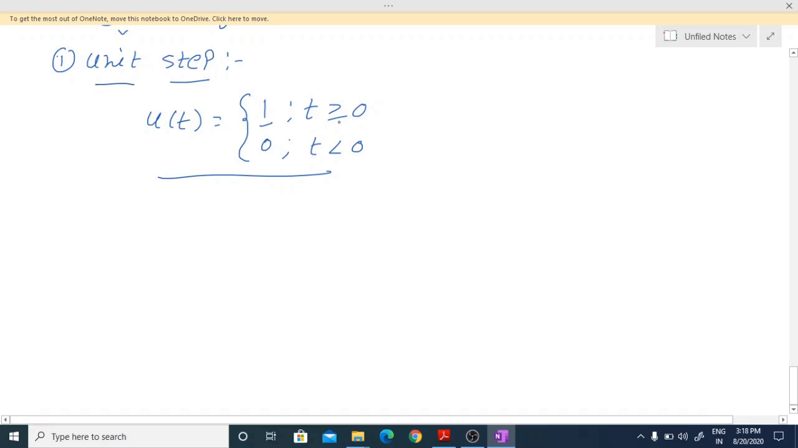That means whenever t is greater than or equal to 0, that is 0 to infinity, if the t value starts from 0 and goes towards infinity, the corresponding amplitude is always 1. Whenever t is less than 0, that means minus 1, minus 2 and so on, towards minus infinity, the corresponding amplitude is 0.